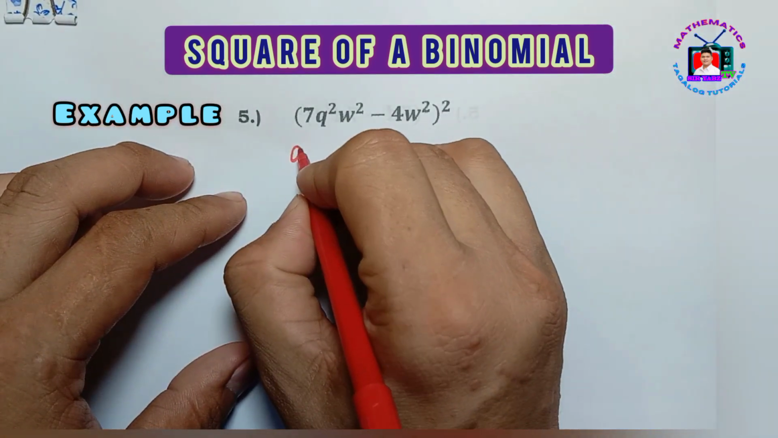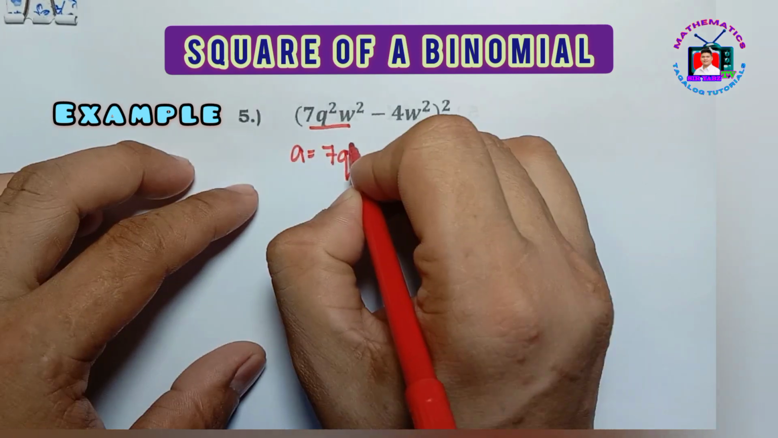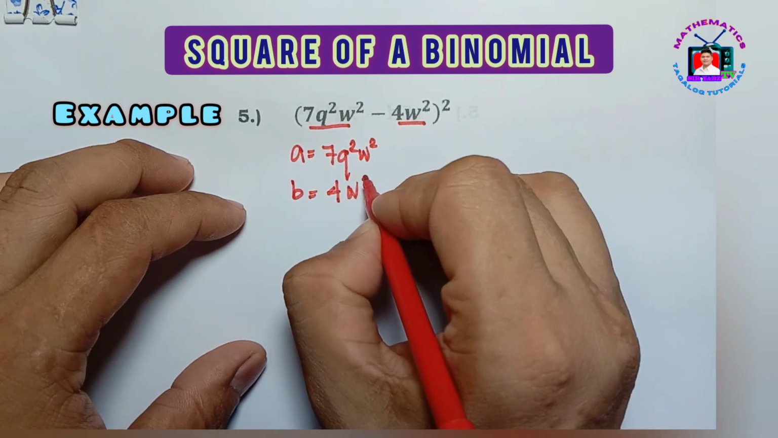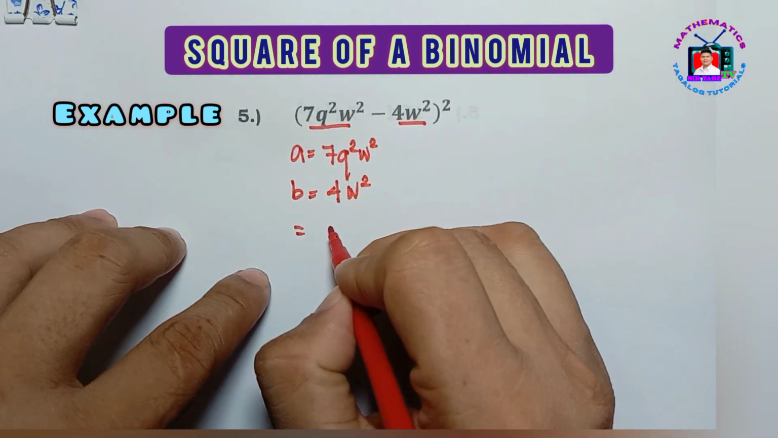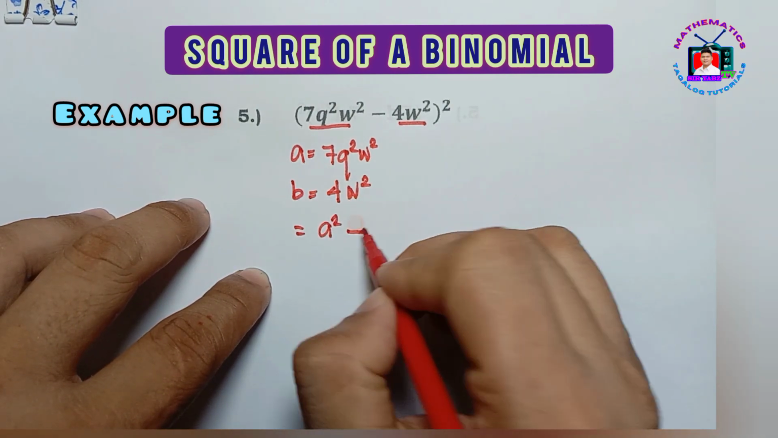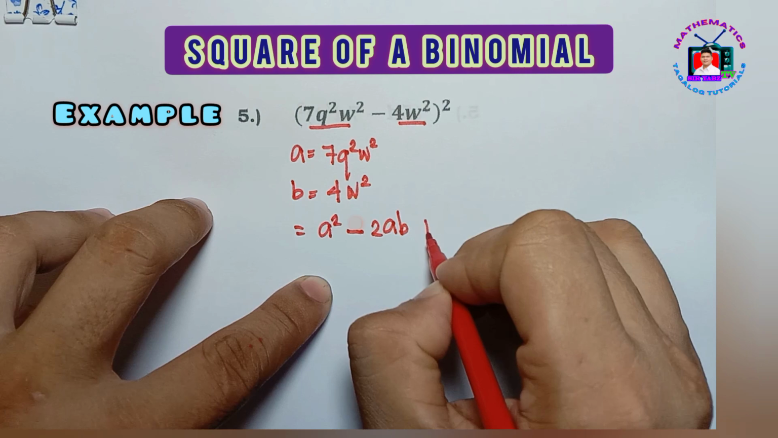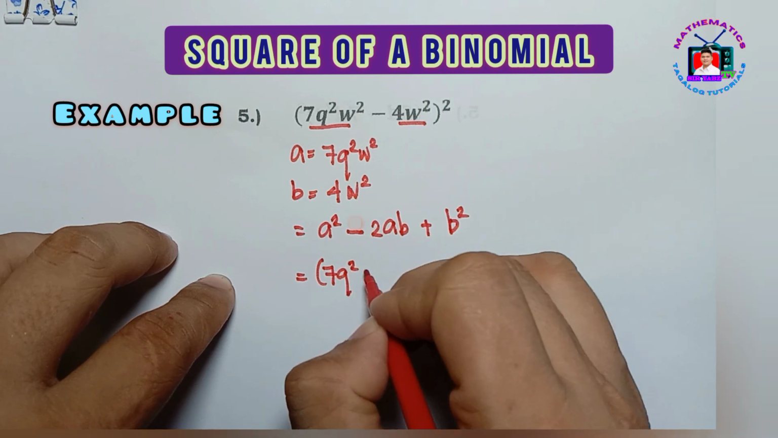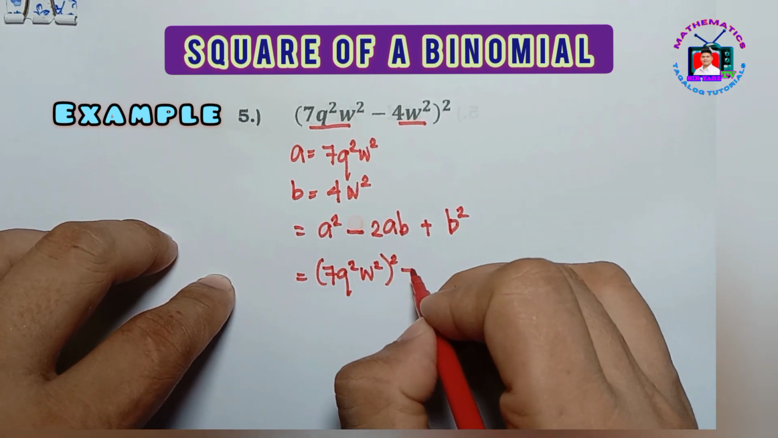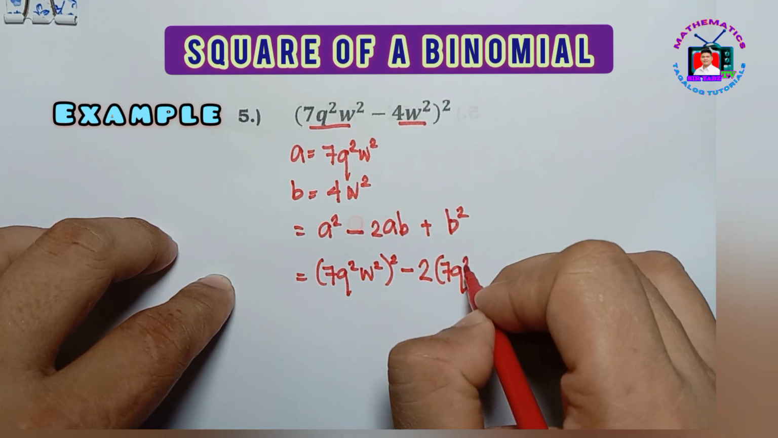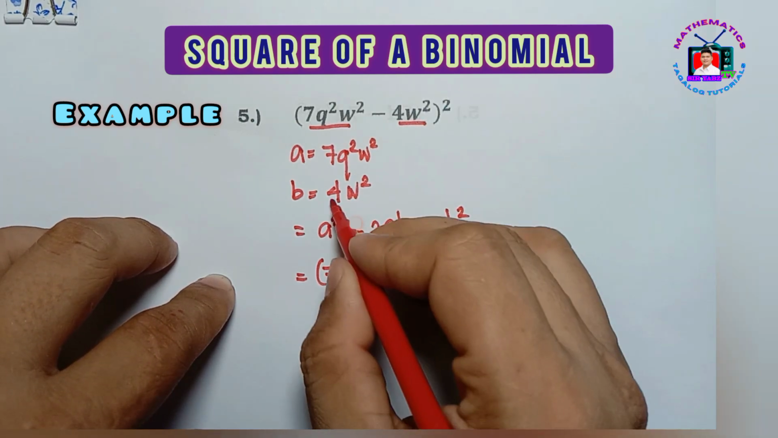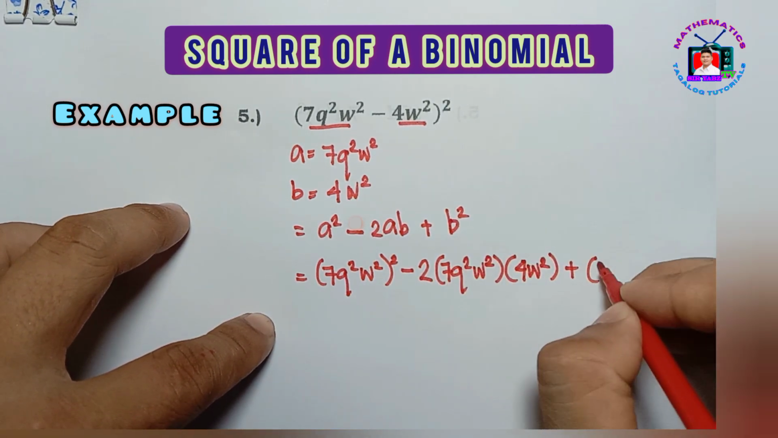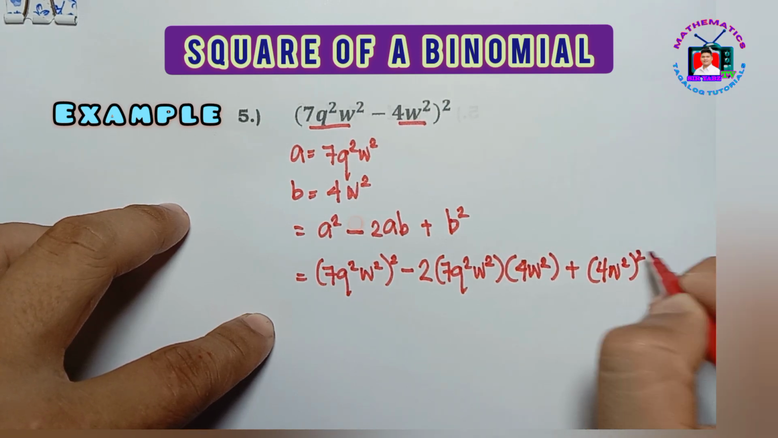Now, let's proceed to number 5. Number 5 has many terms. There are two terms, but our a is big. So we have 7q squared w squared, then our b, we have 4w squared. So don't get confused even if there are many, just follow the formula. So a squared minus 2ab plus b squared. We use the minus formula because the problem is minus. So we have a, 7q squared w squared, squared, minus 2 times a, which is 7q squared w squared, times our b, 4w squared, plus our b, 4w squared, raised to 2 or squared.